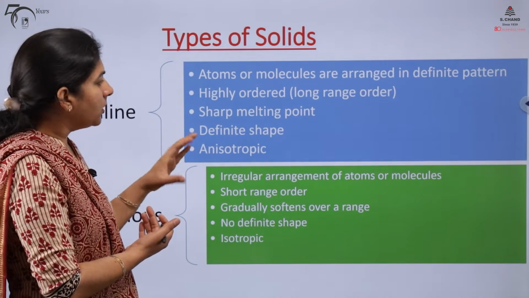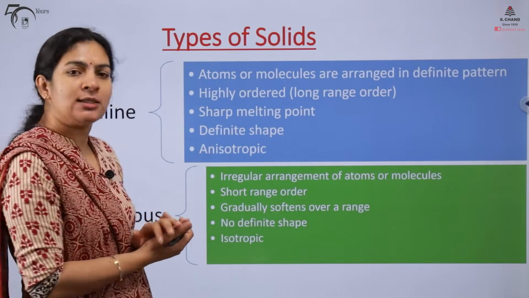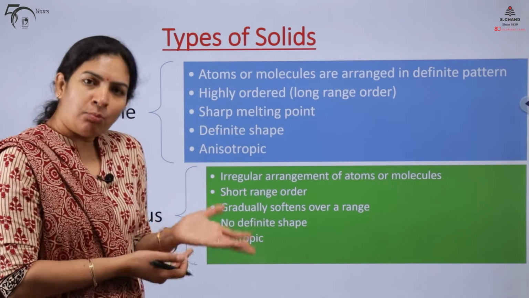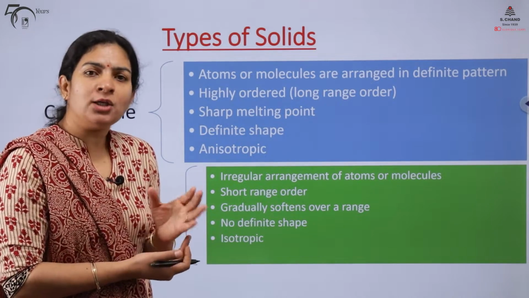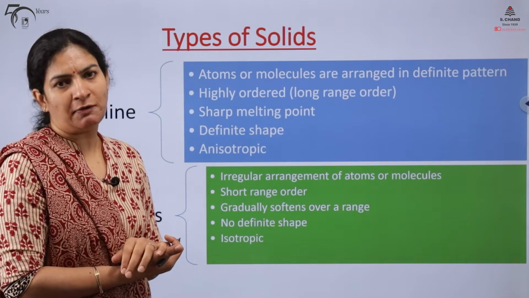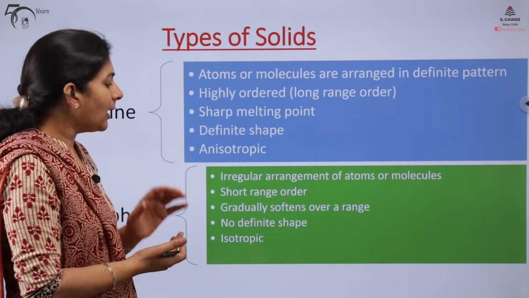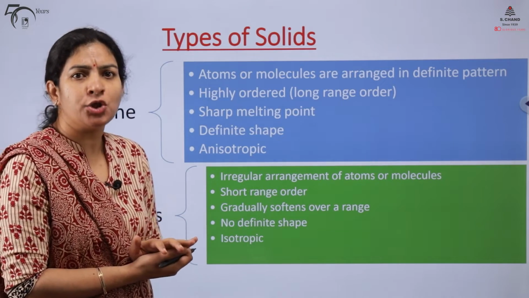Also, crystalline solids have a definite shape, but amorphous solids, again owing to their irregular arrangement of atoms and molecules, do not have any definite shape.